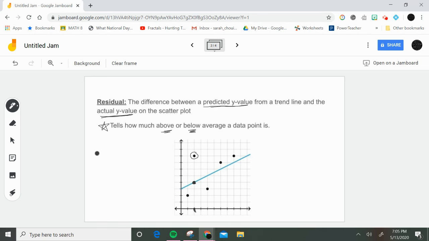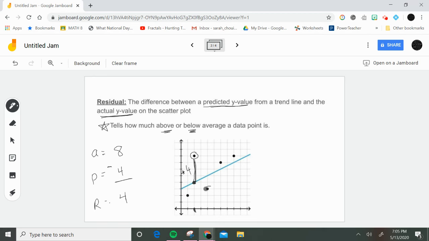So if I were to calculate the residual, I would take what I actually had, which was 8 for my y coordinate, and I would take my predicted value, which was 4, and subtract those two. So the residual would be 4. 8 minus 4 is 4. And so what that tells me is this data point is 4 above average, which we can see, since this point was clearly above average compared to the average trend line.